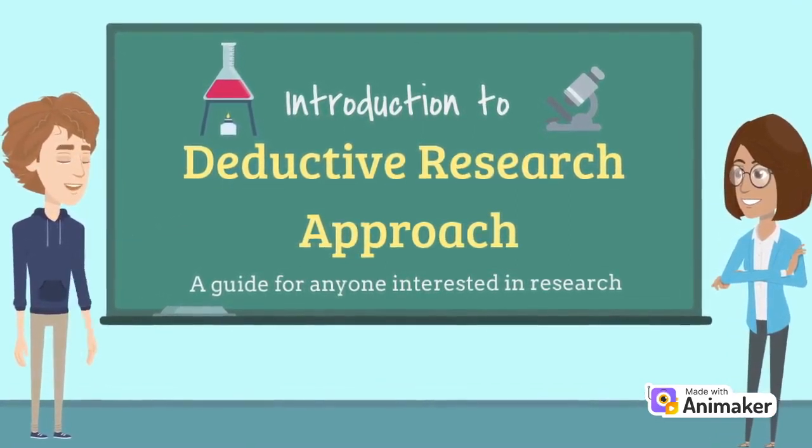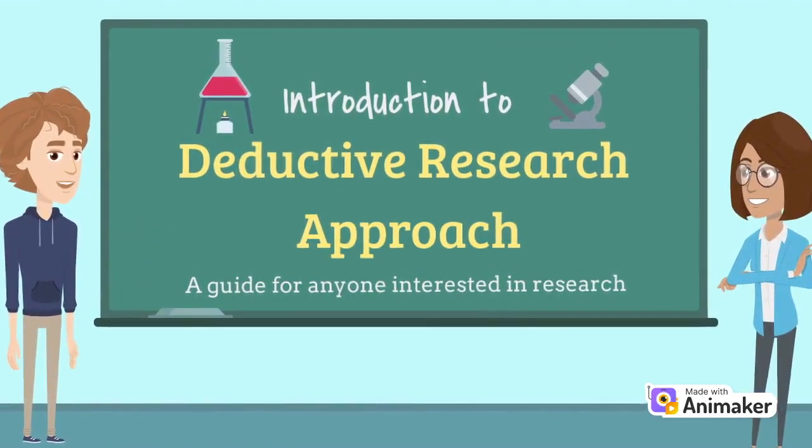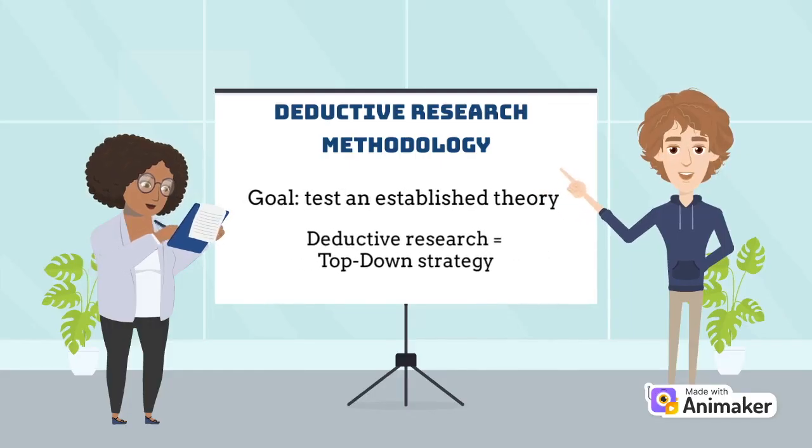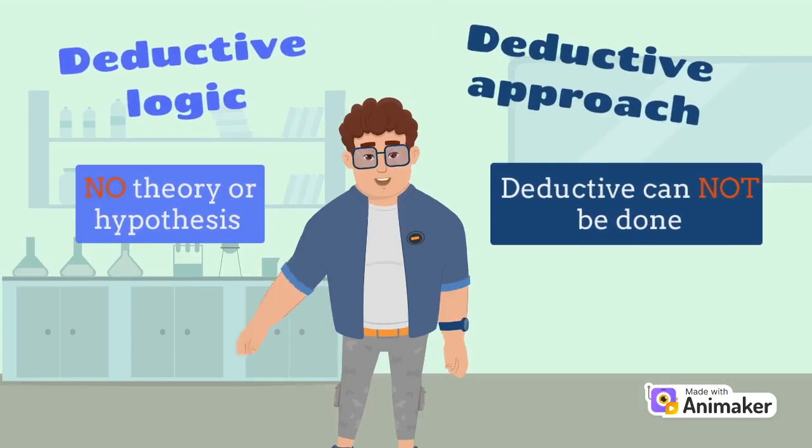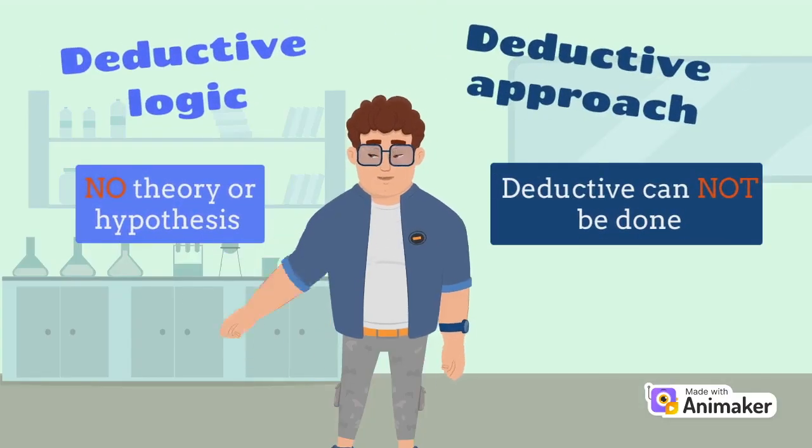This video is an intro to the deductive approach, a guide for all interested in the field of research. Testing an established theory is the goal of the deductive research methodology. Similar to a top-down strategy, the deductive method shifts from generalizations like exercise is good for you to specific findings like increased mitochondrial function helps to improve ATP production in skeletal muscle fibers. Deductive logic is another name for the deductive approach.